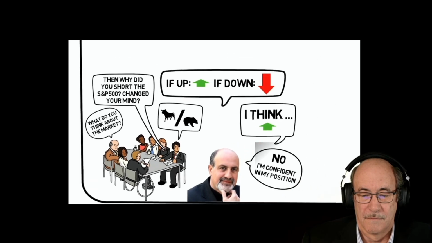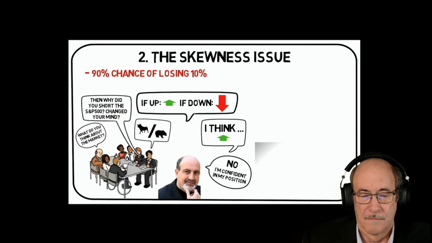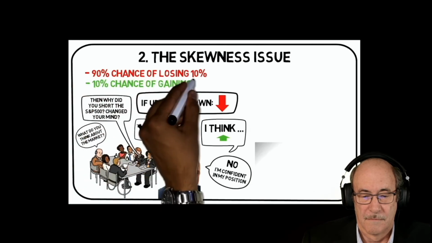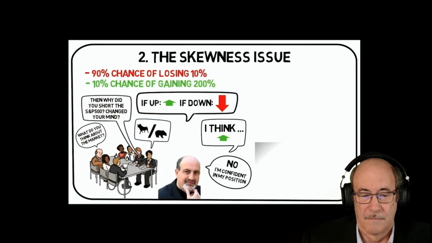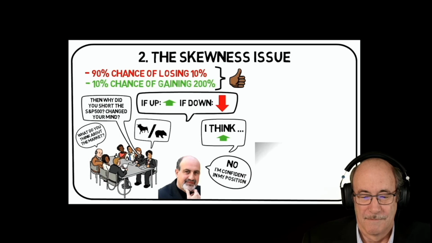Consider this stock. It has a 90% chance of going down 10%, and it has a 10% chance of going up 200%. Would you buy it? You should, by the way. Well, you should want to buy it. On average, such a stock will yield 11% on your capital.